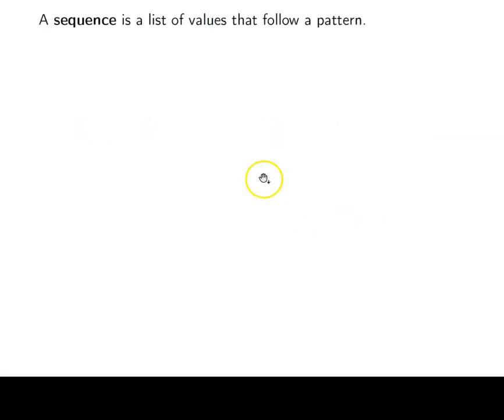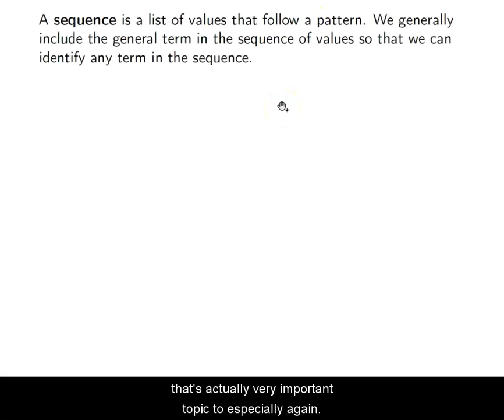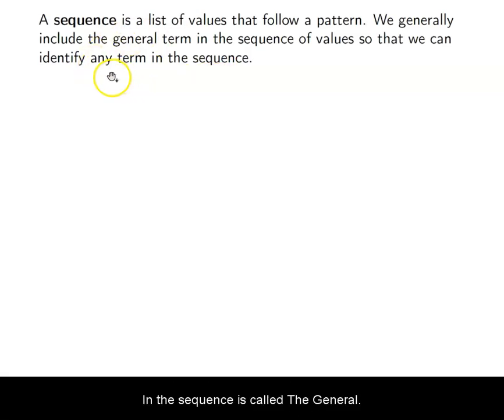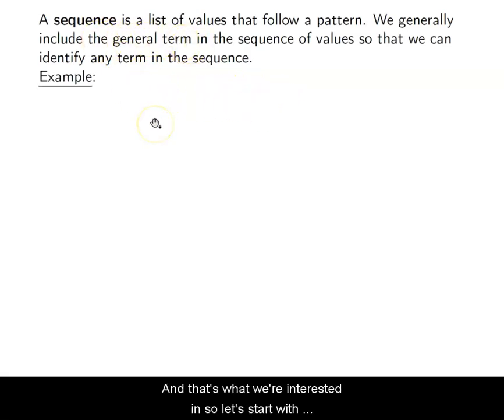So again, a sequence is just a list of numbers that follow a pattern. And what we're interested in is, what is that pattern? And what happens when we add all these numbers together? That's actually a very important topic to us, especially again in calculus. Okay, so most of the time we want to know what the general value is. The general term in a sequence is called the general term. Okay. And that's what we're interested in.